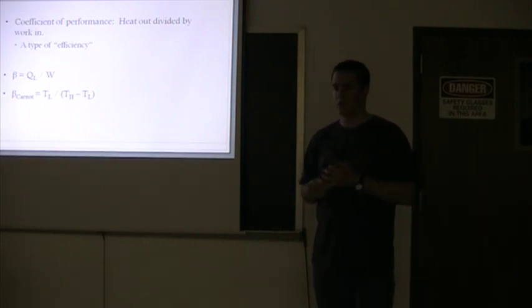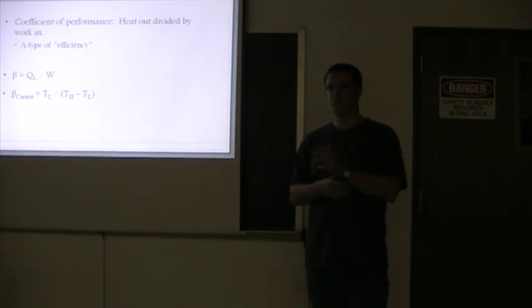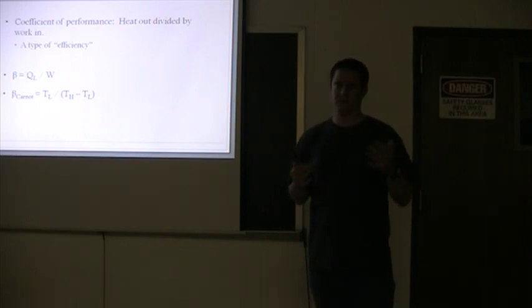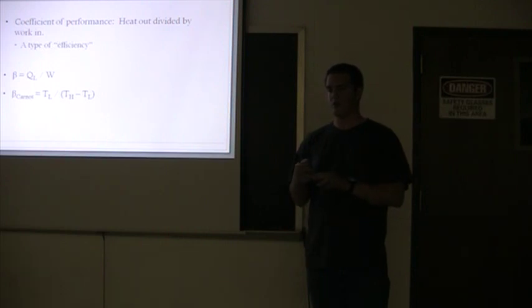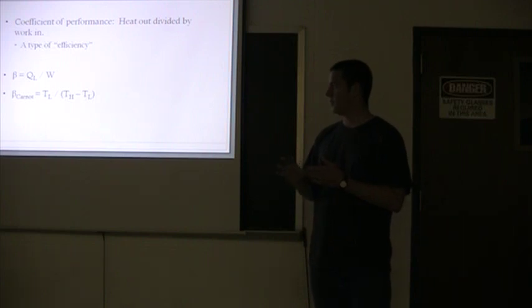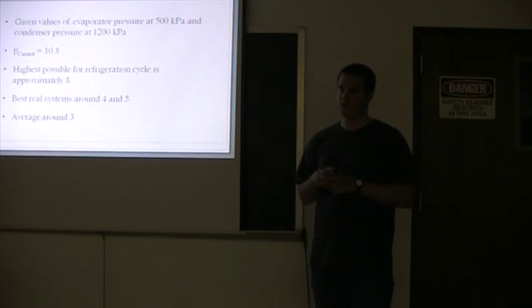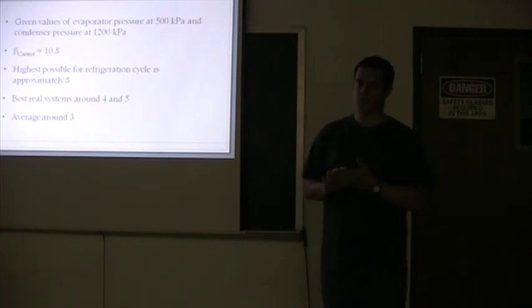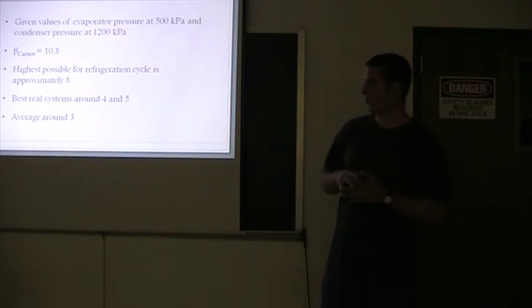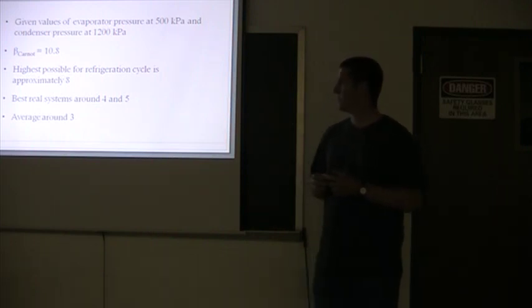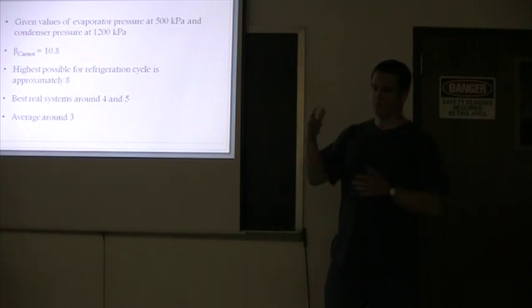So the coefficient of performance is similar to an efficiency. It's conceptually the same thing, but efficiency is always less than 1. The coefficient of performance is the heat divided by the work you put in, and for a Carnot cycle, it's the low temperature divided by the temperature difference. They gave some values in the lab manual, so I calculated the Carnot cycle coefficient of performance, and I came up with pretty much all the same numbers that Blake did when I went through it.